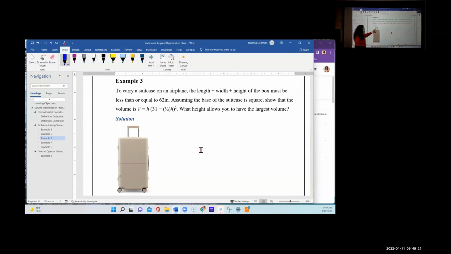Now, here's a picture of a square base suitcase. You have no idea how long I had to hunt for this image. They are not that common, but they do exist. So it's a square base.